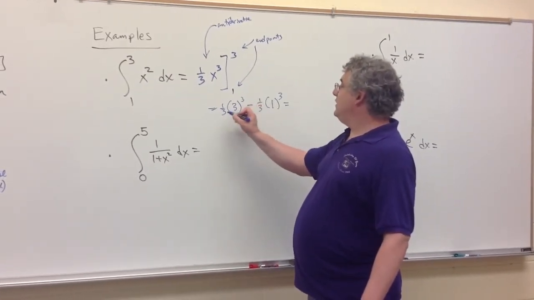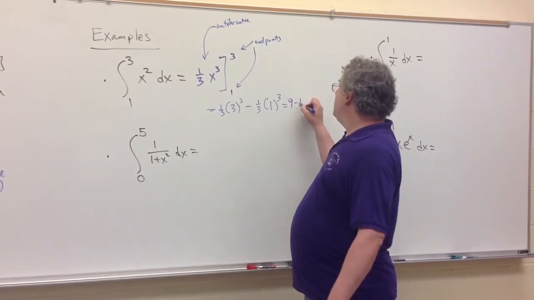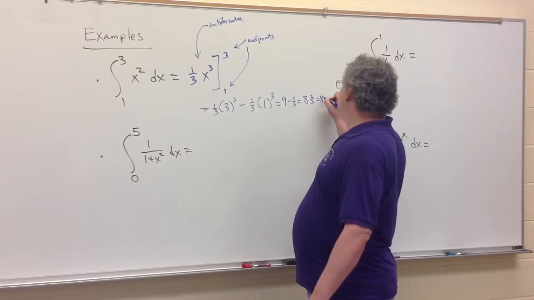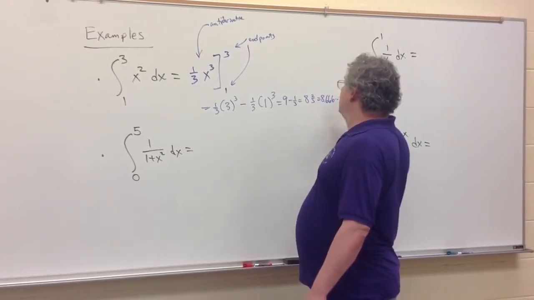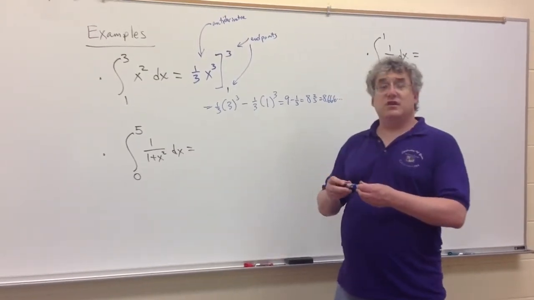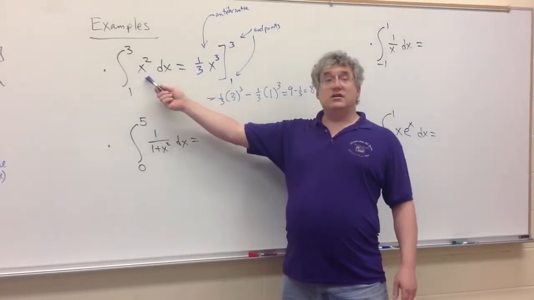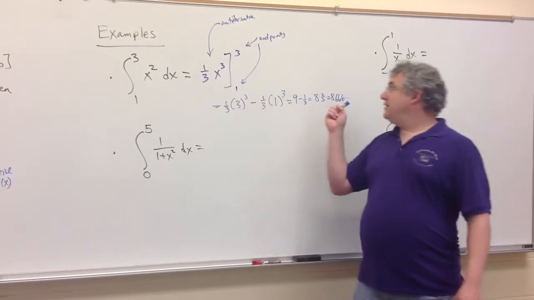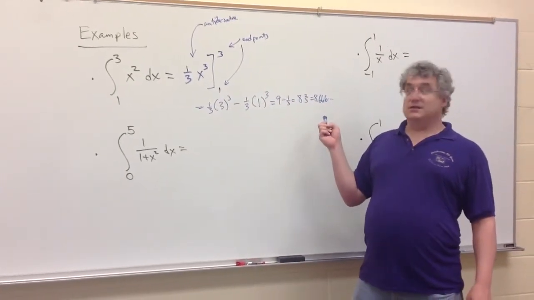But now we just evaluate this. 3 times 3 times 3 divided by 3 is 9. Minus 1/3 equals 8 2/3, or 8.666 repeated. If you do this with the Riemann sum with enough rectangles, you'll get pretty close to this. But if you do it this way, you get exactly the right answer.